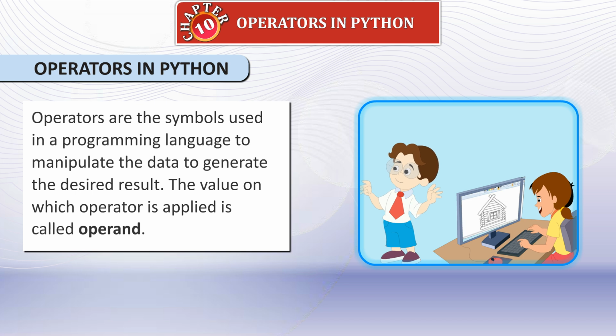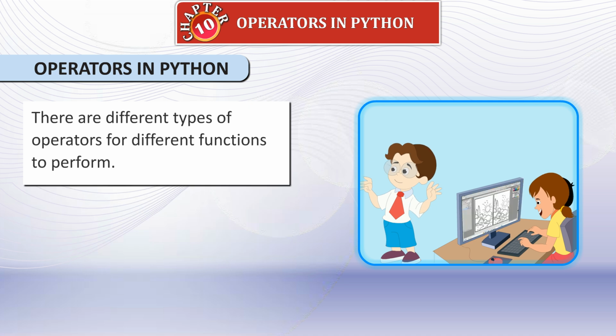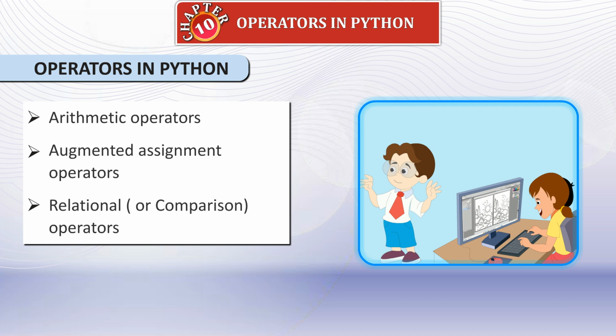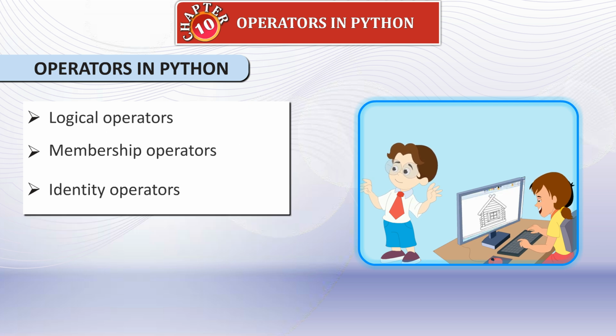Operators in Python. Operators are the symbols used in a programming language to manipulate the data to generate the desired result. The value on which an operator is applied is called an operand. There are different types of operators for different functions: arithmetic operators, augmented assignment operators, relational or comparison operators, logical operators, membership operators, identity operators.